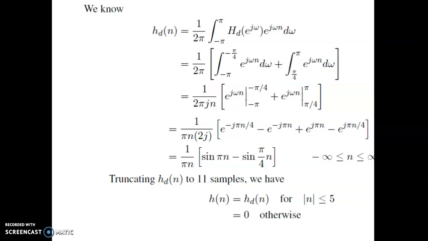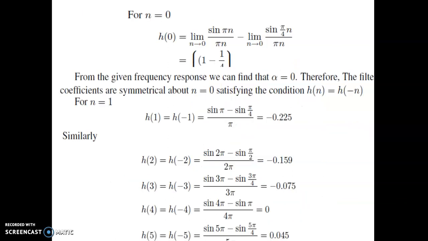Truncating hd(n) to 11 samples, where we get hd(n) for |n| less than or equal to 5, we can actually get h(0) to be 0.75, and h(1) and h(-1) to be -0.225, h(2) and h(-2) to be -0.159, h(3) and h(-3) to be -0.075, h(4) and h(-4) to be 0, h(5) and h(-5) to be 0.045.